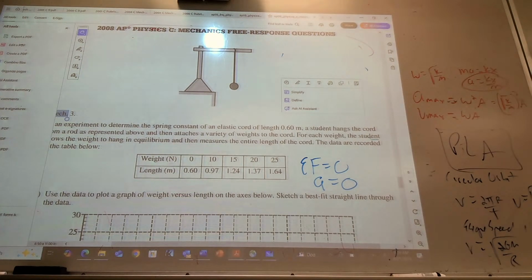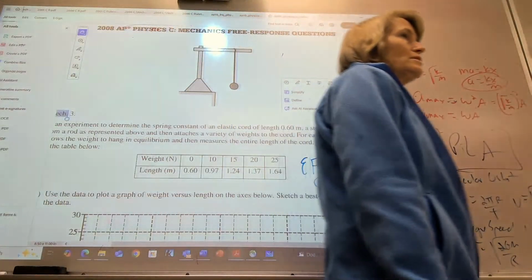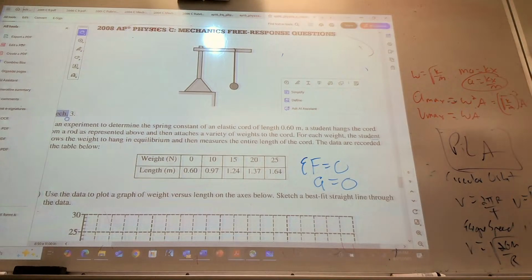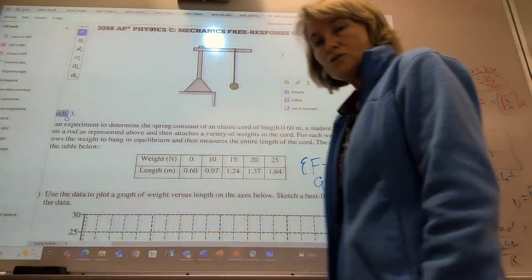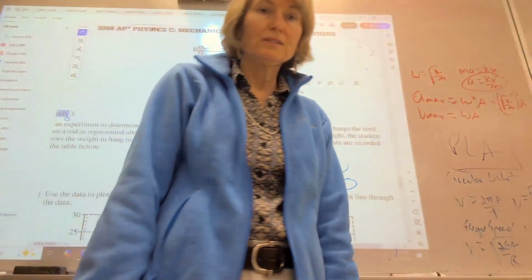Your force is 0. So your sigma Fy is 0. For every single vertical spring problem, when you get down to the part about forces and accelerations, that's when you're doing your sigma Fy. But it's also the equation that comes up all the time for vertical spring.